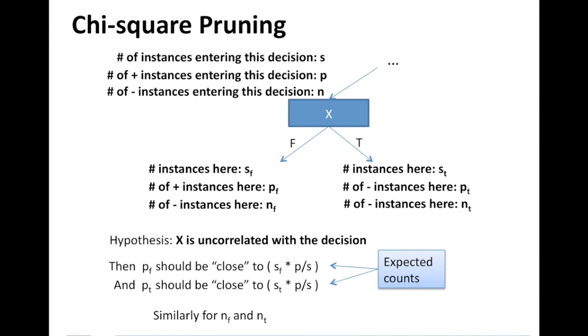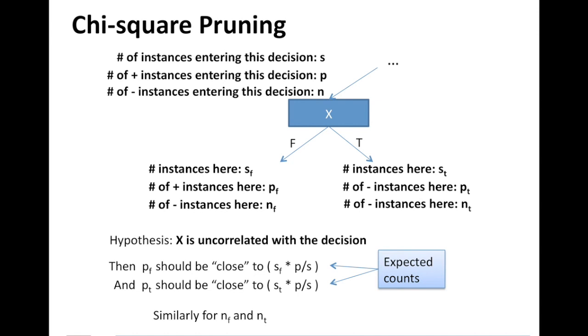Let x be an attribute in your tree. The number of instances entering x is S, the number of positive instances entering this decision is P, and the number of negative instances is N. So whatever is entering x is total S, positive P, and negative N. After x splits into its attribute values, let's say the attribute values of x are capital F and capital T. If x is outlook, then F could be sunny and T could be rainy.